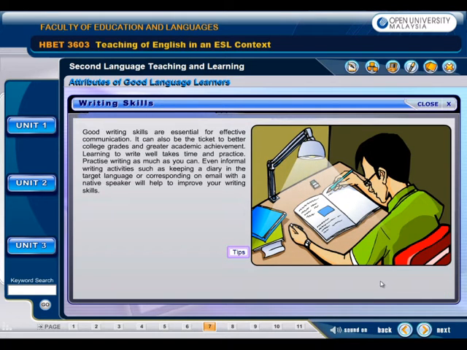Good writing skills are essential for effective communication. It can also be the ticket to better college grades and greater academic achievement. Learning to write well takes time and practice. Practice writing as much as you can. Even informal writing activities such as keeping a diary in the target language or corresponding by email with a native speaker will help to improve your writing skills.